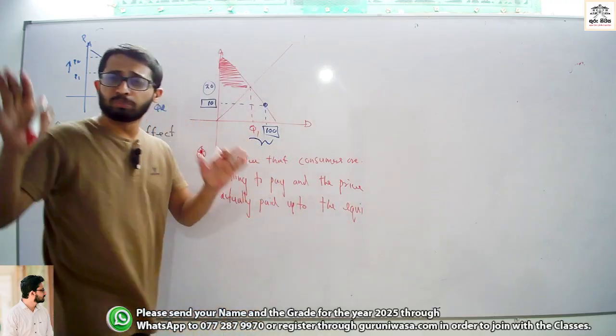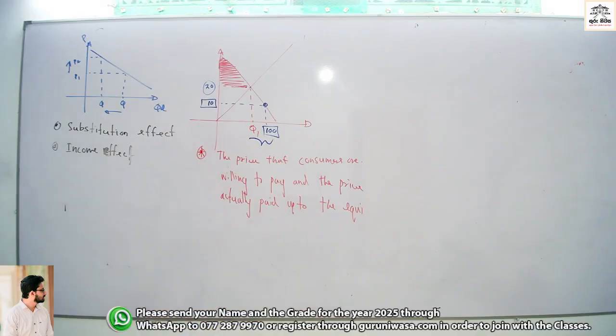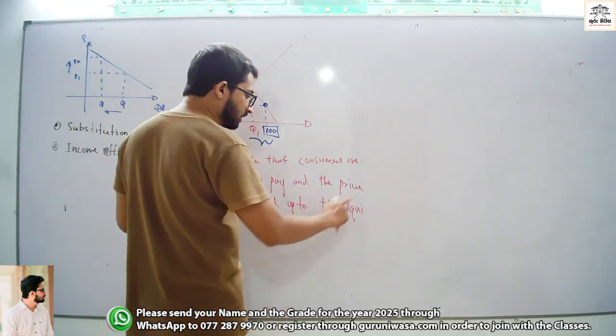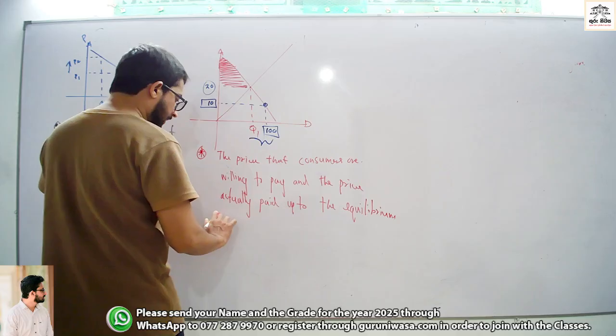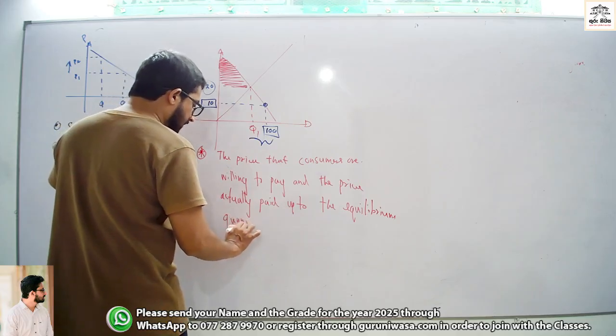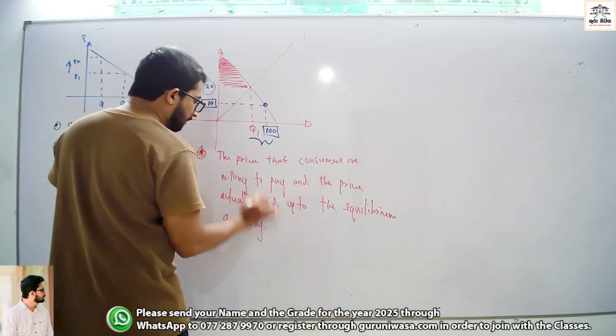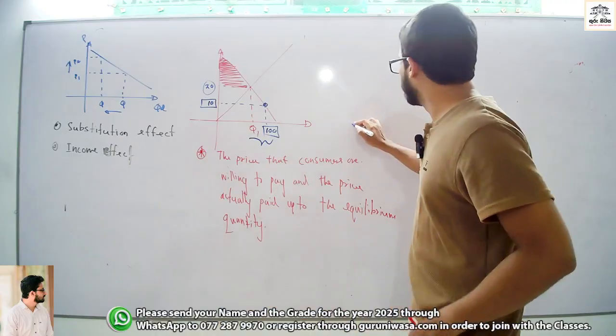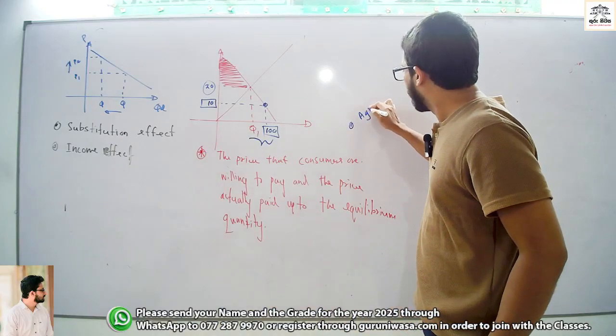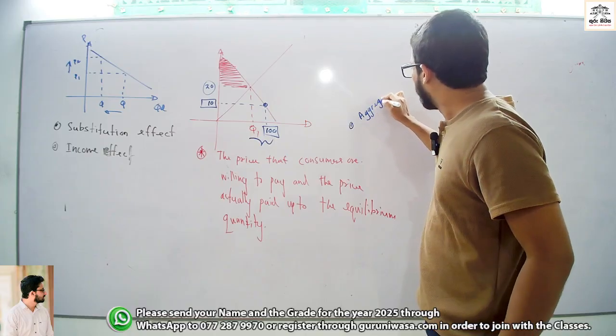I've given you the perfect definition, technically perfect. I haven't dropped any single point. Actually paid, up to the equilibrium quantity. අපි මේ benefit එක ගන්න equilibrium quantity එකට විතරයි. Do you understand? Right? And also it's talking about aggregate value.